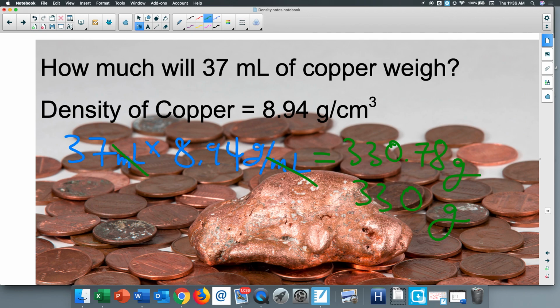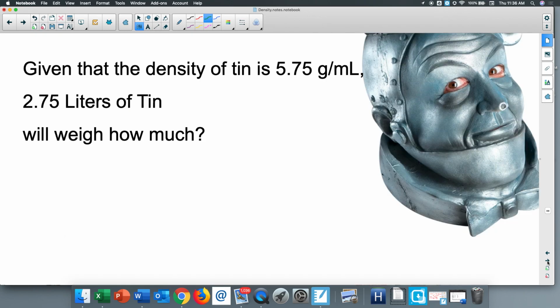I'll add a little bit more unit conversion action in there by telling you the Tin Man's head is maybe 2.75 liters in size, and tin has a density of 5.75. The eyes suggest that this is not true, but if his head were solid tin, how much would it weigh? Go.